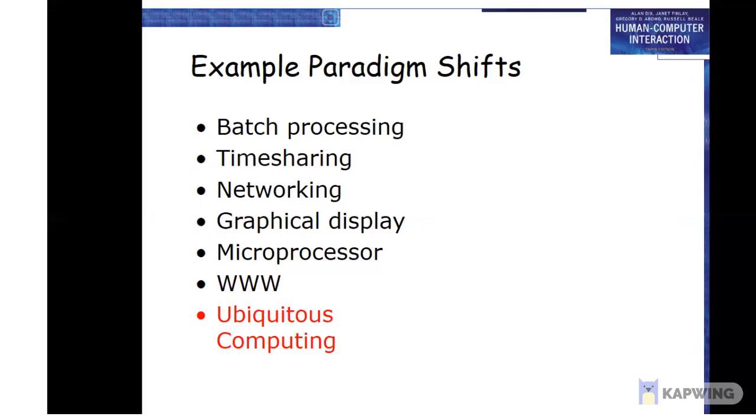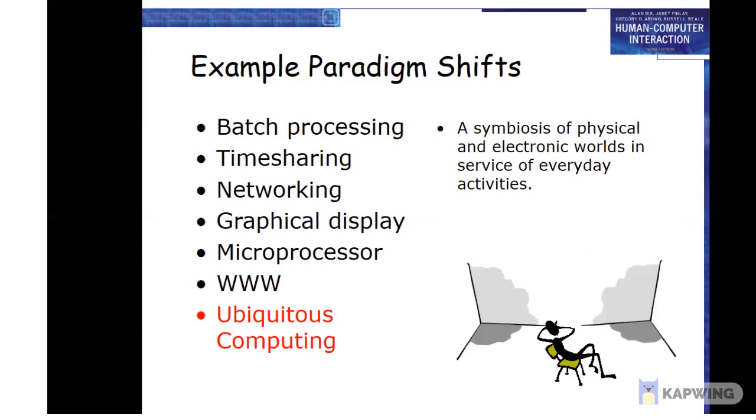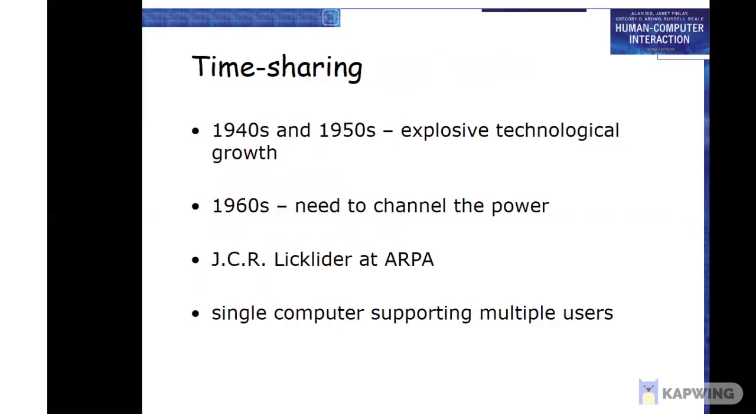So in ubiquitous computing, with the help of the internet and devices, communication was made simple, and computing was carried out by the help of these different devices. A symbiosis of physical and electronic worlds in the service of everyday activities will be achieved with the help of ubiquitous computing. So in time sharing, it was used in the 1940s and 1950s, an expressive technological growth.